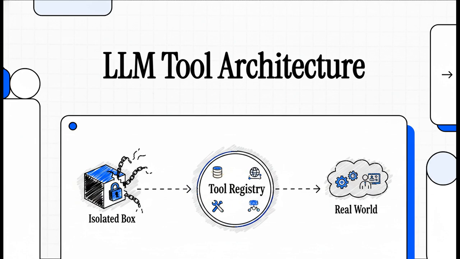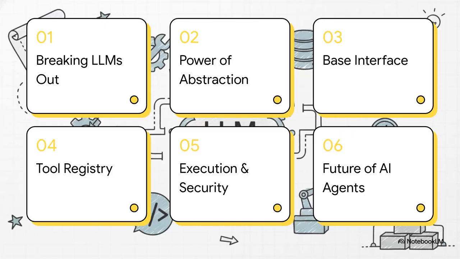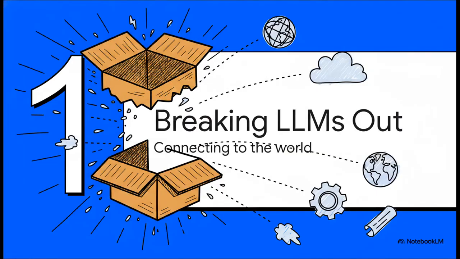Let's dive in. Here's a quick look at our roadmap. We'll cover breaking LLMs out of boxes, the power of abstraction, building the base interface, coding the tool registry, execution and security, and finally, the future of AI agents. Let's kick things off with Section 1, breaking LLMs out of boxes and connecting them to the real world.